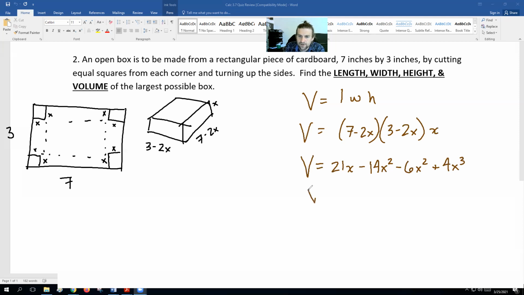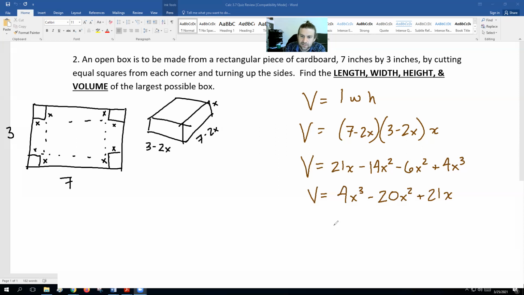So the volume formula here, it takes a lot longer to do this, but we'll put it out first. We got 4x cubed. Over here, we could add those together. That's minus 20x squared and then plus 21x. Okay, so this is the formula. If we just plug in any number for our x, our height, we could determine the whole volume of this.